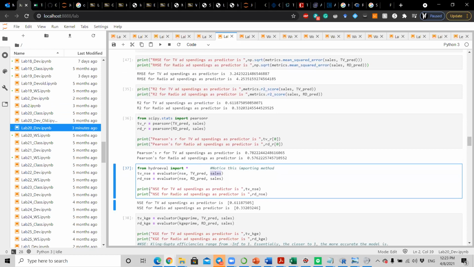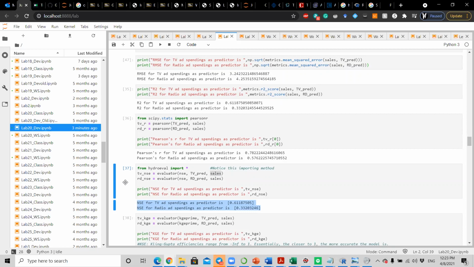And when I get the number, I get this. What does this tell me? Which model would you pick? TV. Why? Because it's bigger. Because the ideal value of NSE is 1, and what we get from the TV model is closer to 1.